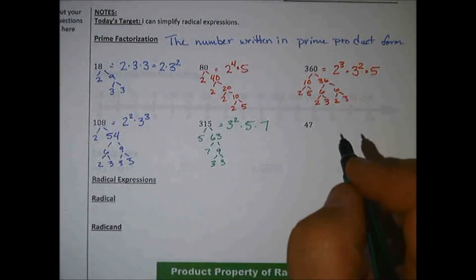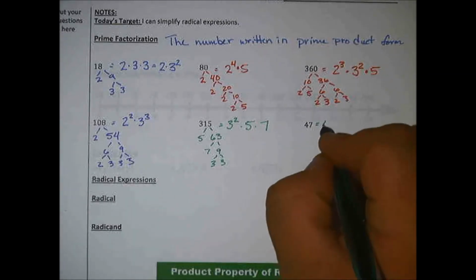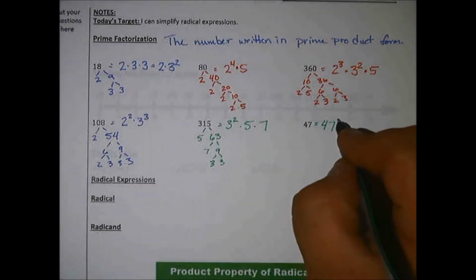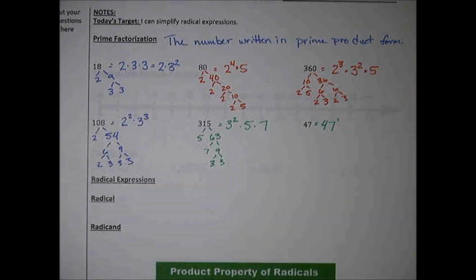Hopefully you had little trouble with 47. It's already a prime number. So 47 is just your answer there, 47 to the first if you had to, but that's your answer in that case.